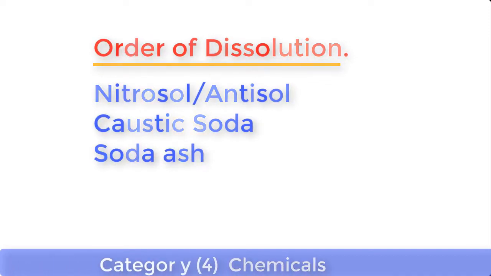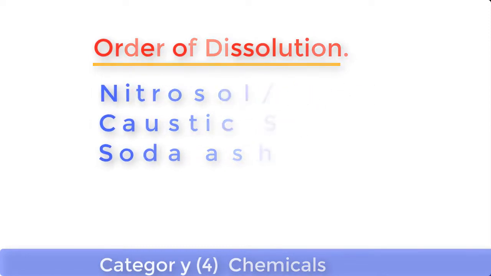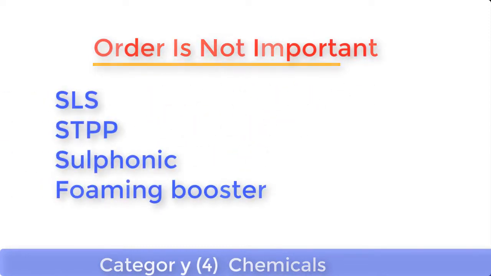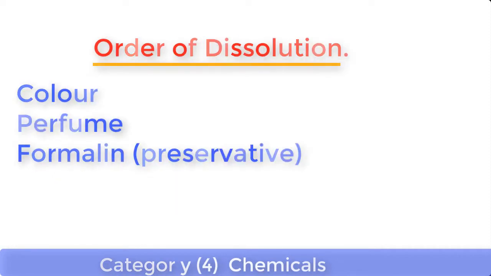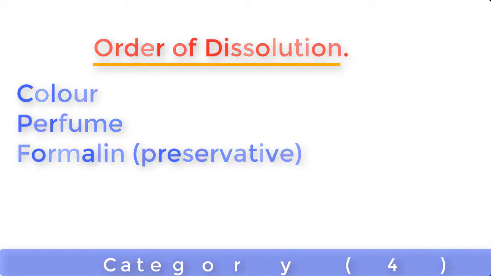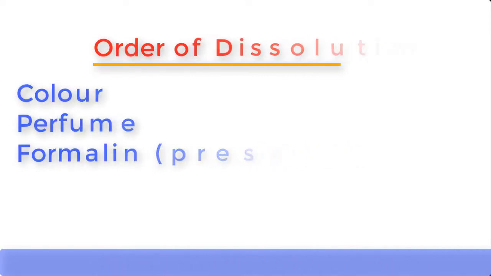You can start with any one and end with any one: SLS or Texapon, STPP, Sulphonic, foaming booster. The fifth chemical is color, the sixth chemical is perfume, and the seventh chemical is formalin. Just like I said earlier, formalin here is used as preservative.